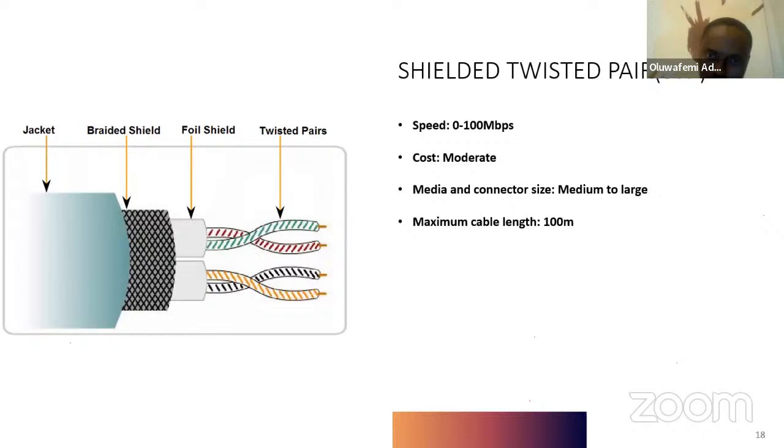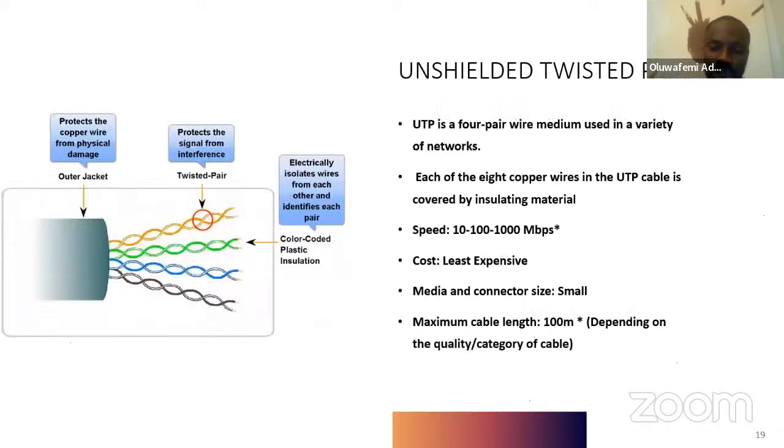So there is, this one is shielded, 0 to 100 meter per second. Cost is moderate, medium to large, cable length is 100 meters, and then the UTP, this is the most common one that you will see, right? Protect the copper wire from physical damage. This is it, the outer jacket. This protects the twisted pair. Yes, this is it, protect the signal from interference.